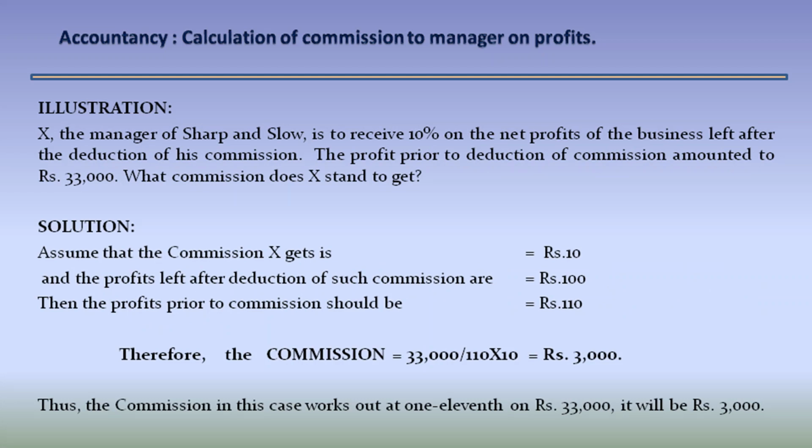Solution. Assume that the commission of X is rupees 10 and the profits left after deduction of such commission are 100. Then the profits prior to commission should be 110 rupees. Therefore, the commission is equal to 33,000 divided by 110 into 10, which is equal to 3,000 rupees. Thus, the commission in this case works out at 1/11th on 33,000. It will be 3,000 rupees.